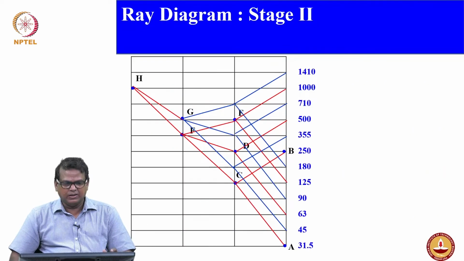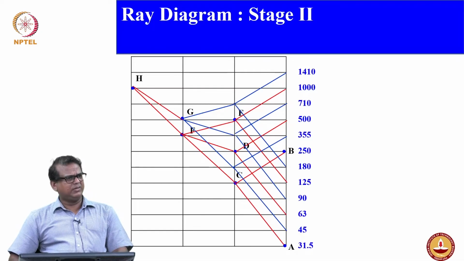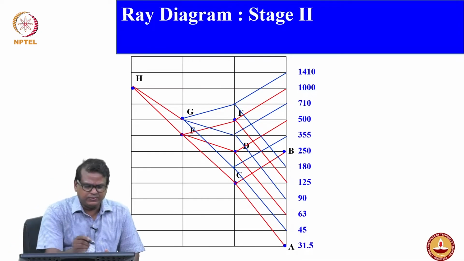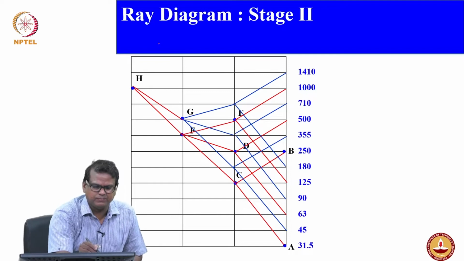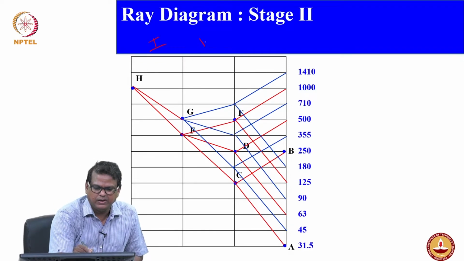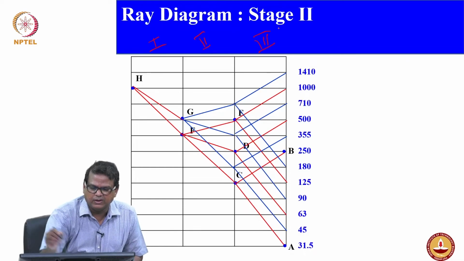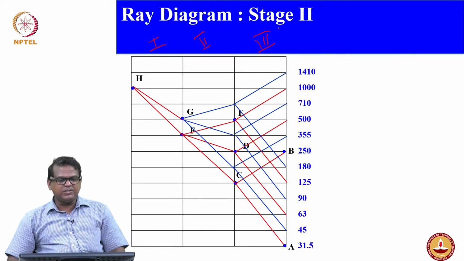Okay. Now we'll go back to stage 2, right? This is your first stage. This is your first stage. This is your second stage. And this is your third stage. Okay, so what happened to the second stage?